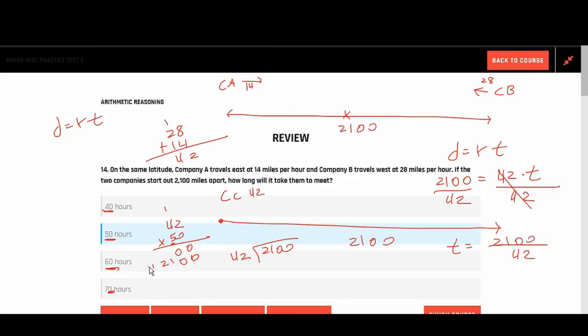Let's add. 0 plus 0 is 0. 0 plus 0 is 0. 1 plus nothing is 1. 2 plus nothing is 2. So we can see 42 goes into 2100 50 times with no remainder because 50 times 42 is 2100. Okay?